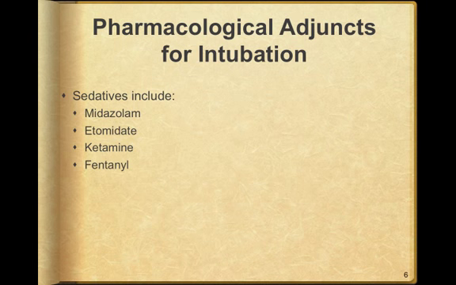Pharmacology adjuncts for intubation. Sedatives often used are things like midazolam, etomidate, ketamine, and fentanyl. As far as midazolam and etomidate, both of these work off of GABA. Now, we're not really sure how etomidate works, but for the most part, we think that both of these are GABA agonists. And I realize you all haven't had pharmacology yet, but this will be useful information that you can even look back on.